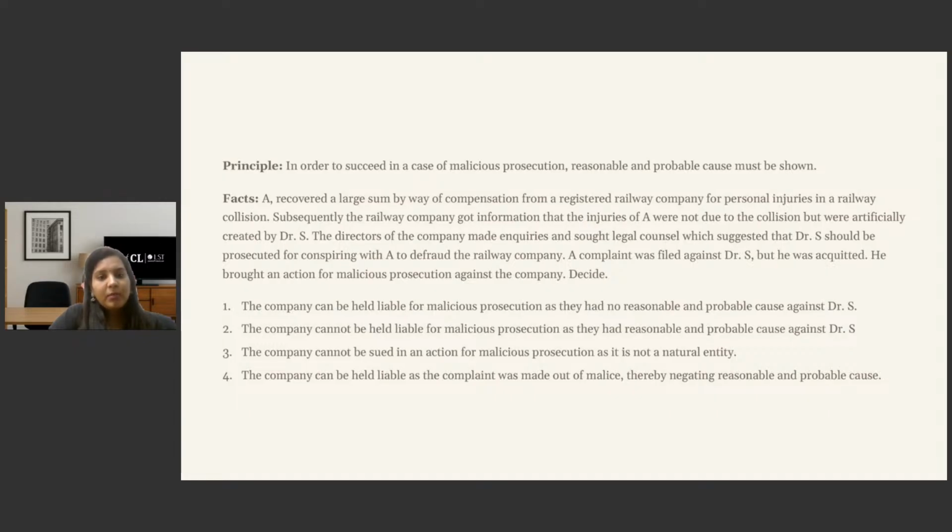A recovered a large sum by way of compensation from a registered railway company for personal injuries in a railway collision. Subsequently, the railway company got information that the injuries of A were not due to the collision but were artificially created by Dr. S. The director of the company made inquiries and sought legal counsel, which suggested that Dr. S should be prosecuted for conspiring with A to defraud the railway company. A complaint was filed against Dr. S, but he was acquitted. He brought an action for malicious prosecution against the company, and now we need to decide.